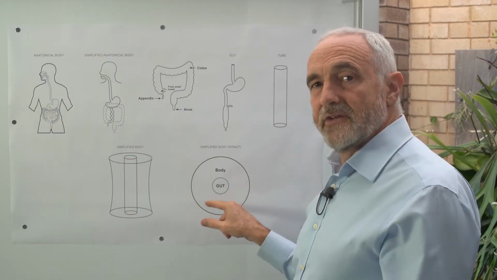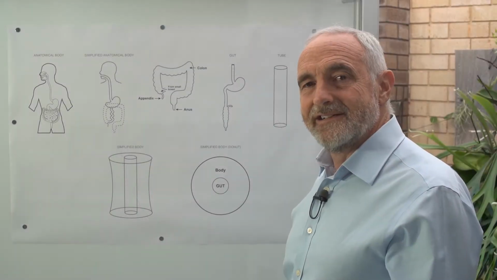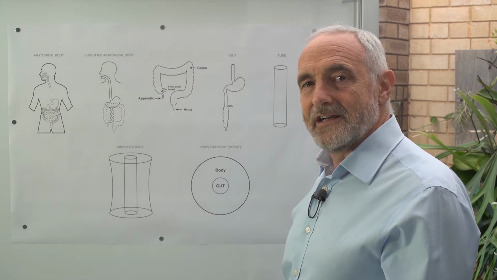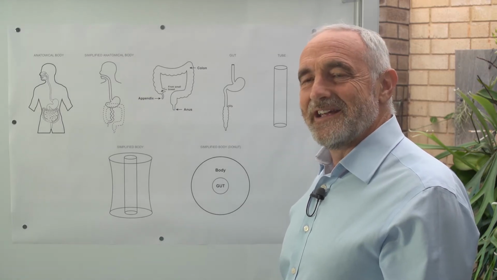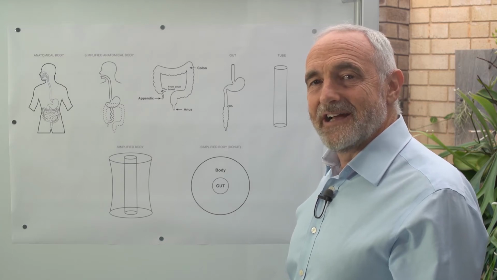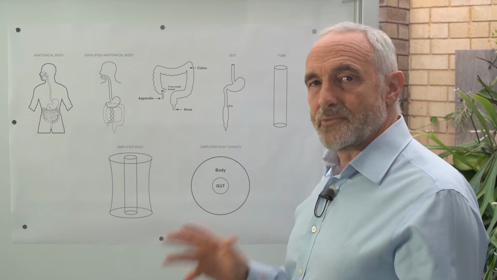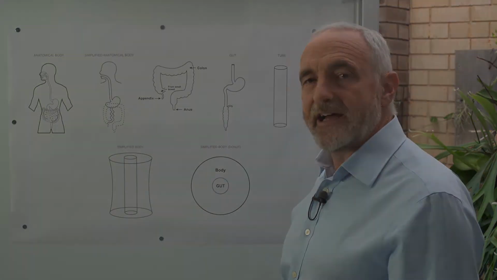And a better way to think of it is being like a donut. So you've got the body around the center of the donut. The center of the donut is no more part of the donut than the gut is actually a part of our body. It's an empty space, but it has a function, it has a purpose, and we're going to talk about that now.